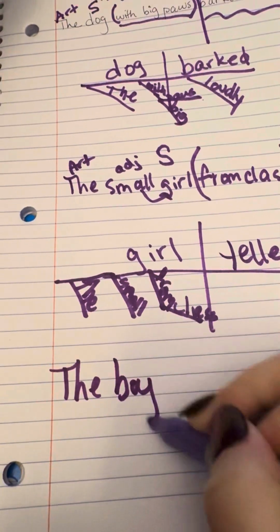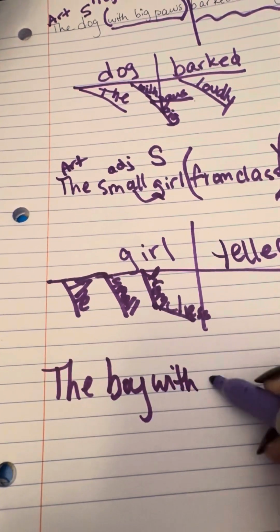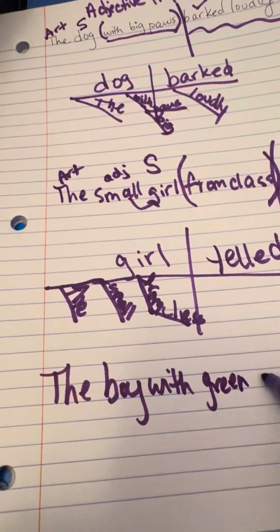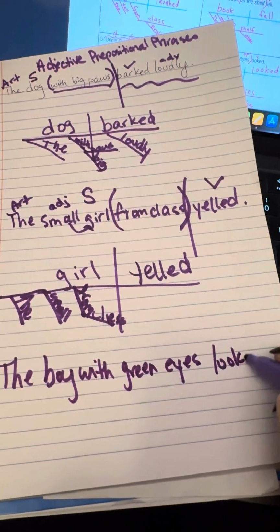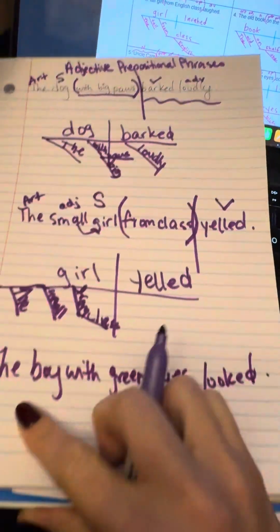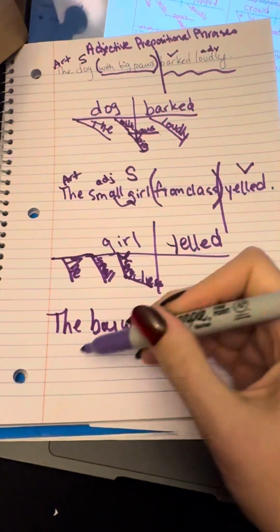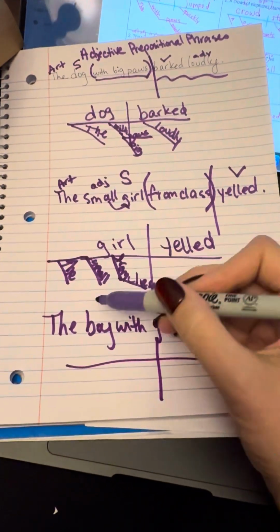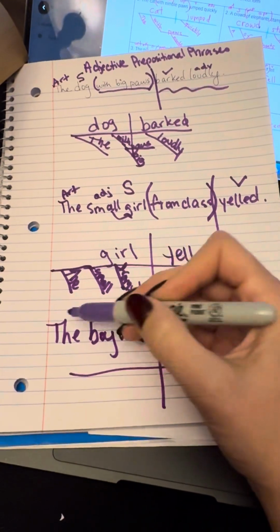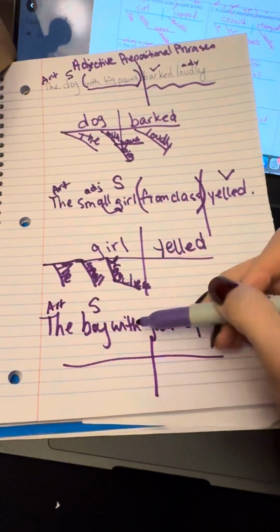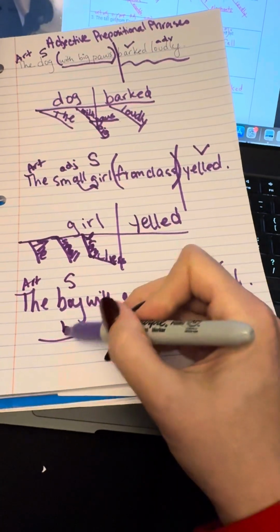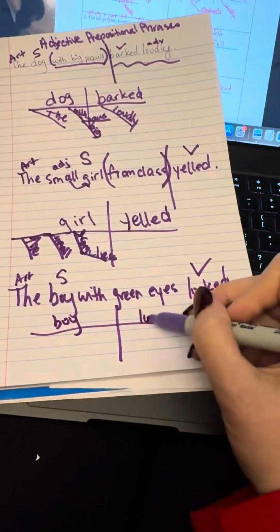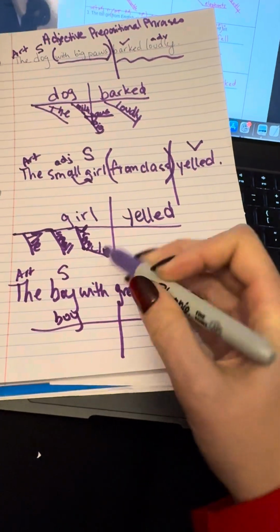The boy with green eyes looked. Okay, subject, verb. What's the subject? Boy. So what's the? An article. And what did he do? Look. So the subject is the boy, looked is the verb.